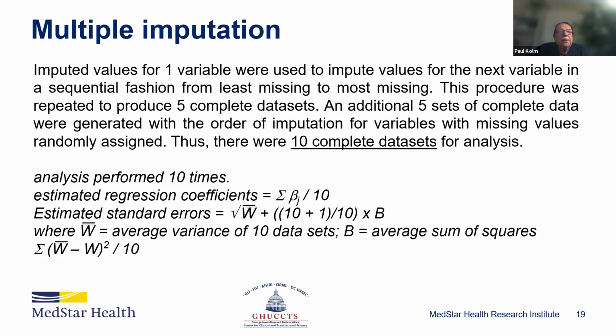So we had 10 complete data sets. And as I mentioned, the estimated regression coefficients, where the outcome was the occurrence of atrial fibrillation, was just the sum of the coefficients divided by 10. That's really easy to calculate. However, in calculating the standard errors, as I mentioned, we have to take into account both the within variability of each data set and then the variability between data sets. And so I've just given the formula for doing that.